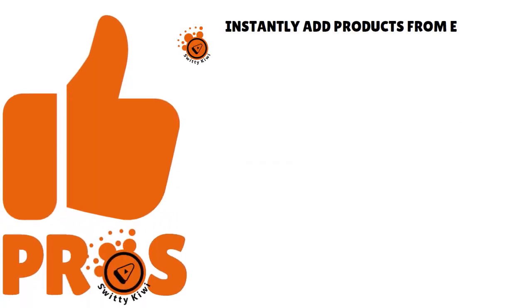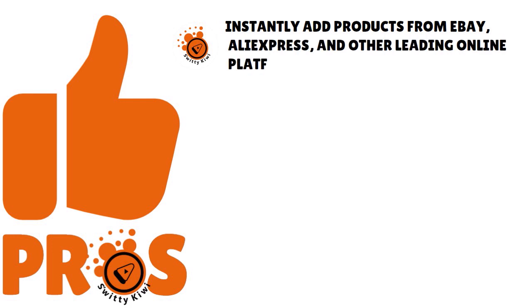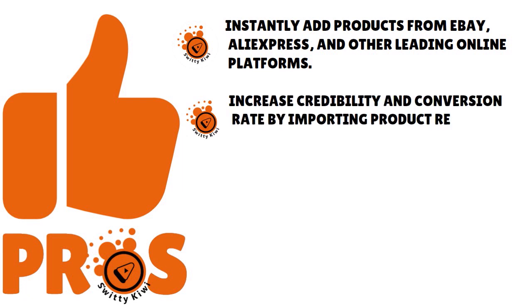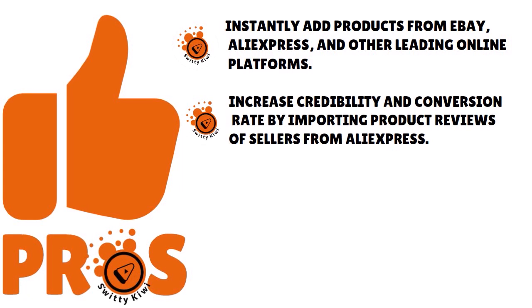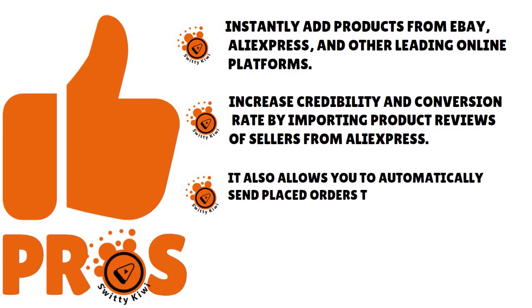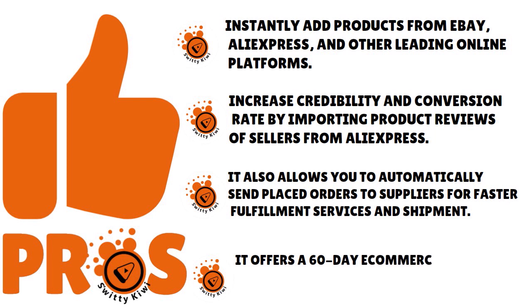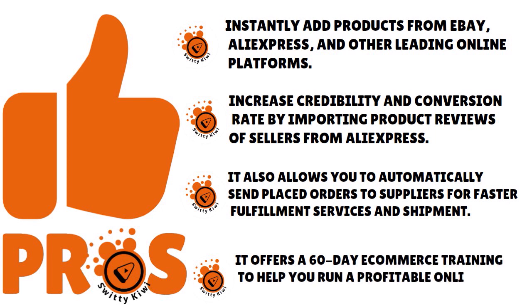What are some of the pros? We love Dropified because you can instantly add products from eBay, AliExpress, and other leading online platforms. You can increase the credibility and conversion rate by importing product reviews of sellers from AliExpress, right? So again, remember, everything is automated here. You don't have to do this manually. And with Dropified, you also can automatically send placed orders to suppliers for faster fulfillment services and shipment.